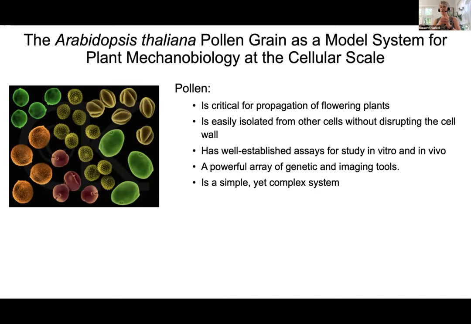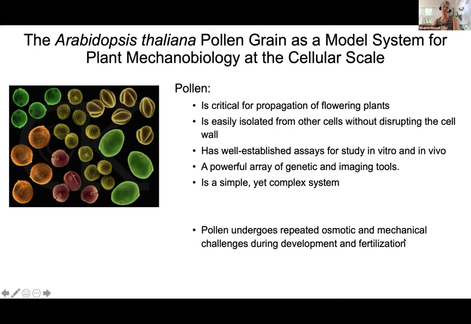So pollen is incredibly, incredibly cool. And I, again, could talk for another 1,000 years on how cool pollen is, but just briefly, it carries the male gametes, so it's critical for the propagation of all flowering plants. It's easily isolated from other cells without disrupting the cell wall. This is a super important point because for most other cells in multicellular plants, it's very hard to study the mechanics of them without having to add in the contribution of their neighbors. There's lots of assays for studying them in vitro and in vivo, lots of genetic and imaging tools. So it's a simple but a complicated system. Just like I wrote this before David gave the introduction, this tension between being simple and complex is all really embodied in the pollen grain.